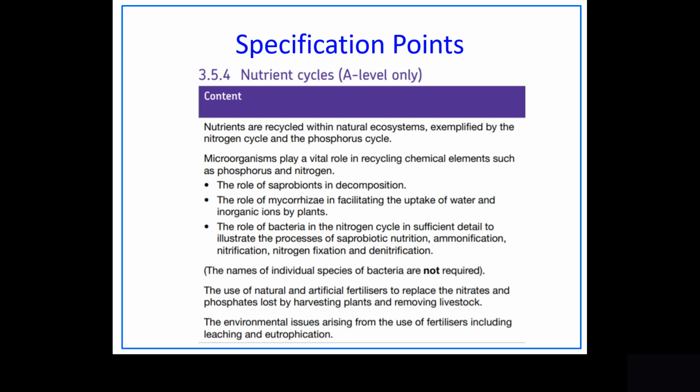Okay, so this video is about the specification points involved with the nutrient cycles. So it's specification point 3.5.4, as you can see, and there are two cycles that you need to learn about, the nitrogen cycle and the phosphorus cycle. And as part of the cycles, you also need to know about the roles microorganisms play. And these include things like saprobionts, something called mycorrhizae, and also bacteria. And there are lots of different processes that these microorganisms help to facilitate as part of these cycles.